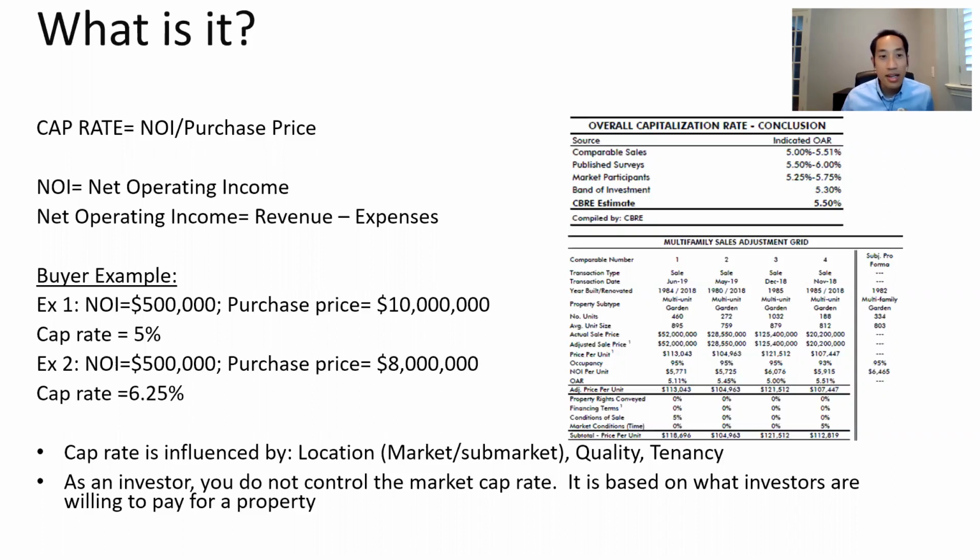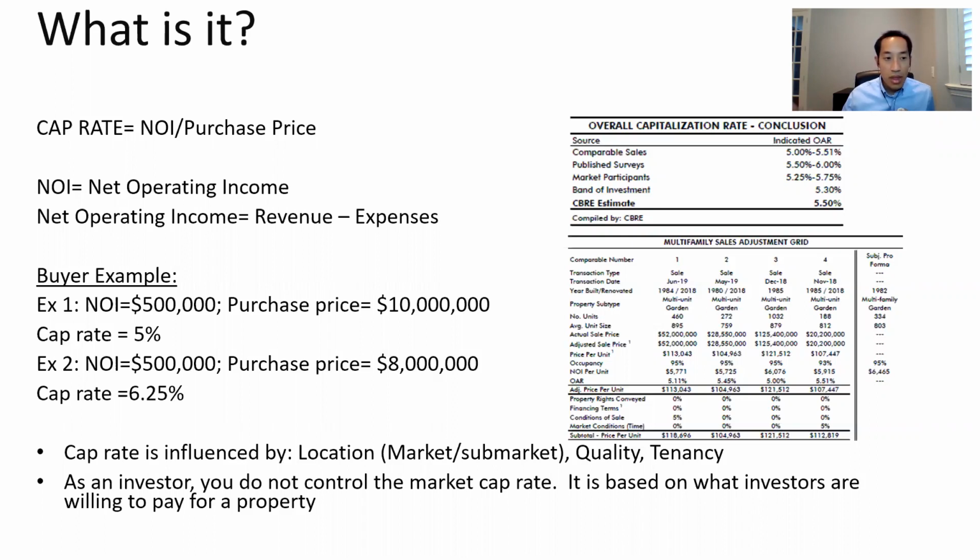Maybe there wasn't a lot of buyers at that time for whatever reason, and they were able to accept a lower price. So the cap rate is influenced by your location. So the market, the submarket that you're in, the quality of the property. So when it was built and what assets does it have, such as is it individual HVAC? Does it have washer dryer connections? Does it have granite in all the units? The tenancy, right? So is it higher quality tenancy?